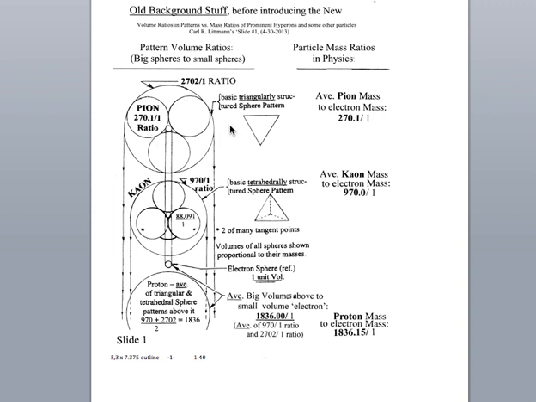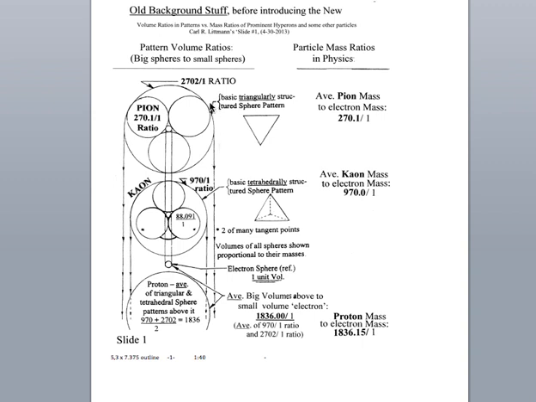Let's first talk about the sketch at the top of the page and note the sphere volume of each of the 3 medium-sized spheres compared to the volume of the much smaller single centered sphere. Each of those 3 medium-sized spheres has a volume of 270.1 times that small centered sphere, a 270.1 to 1 volume ratio.